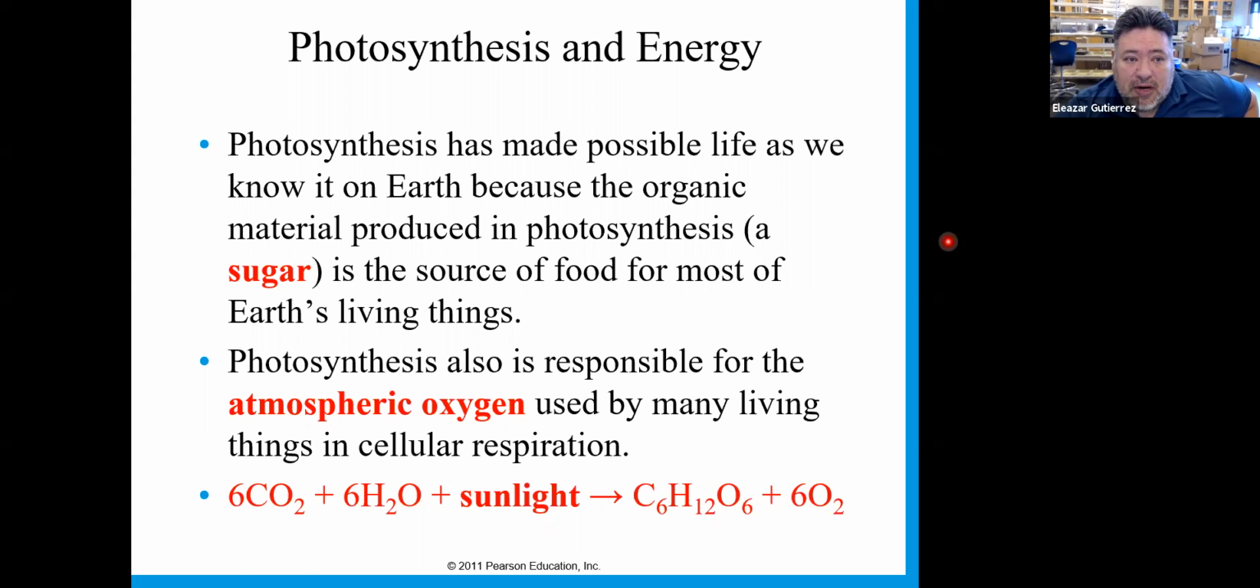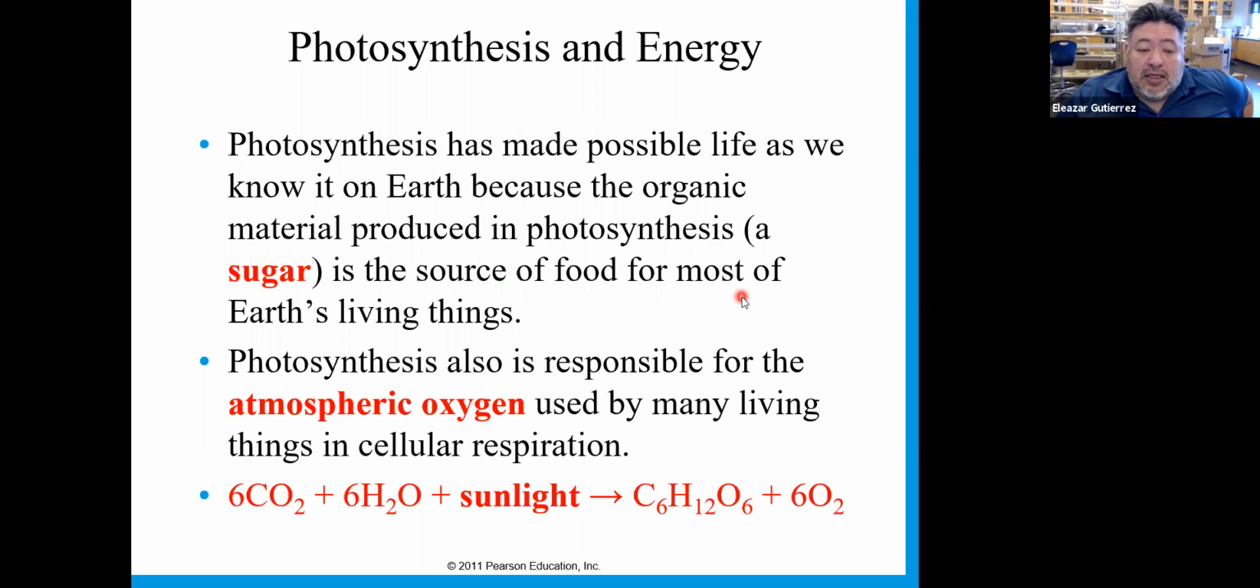And so we owe our life to the sun, and we owe our life to these primary producers, these photosynthetic organisms, because they're the ones that are responsible for producing the most common source of food, which is sugar, and the most important thing that we need in order to metabolize the energy stored in that sugar, which of course is oxygen. So if you think that food and oxygen are important, then you should believe that photosynthesis is also important.